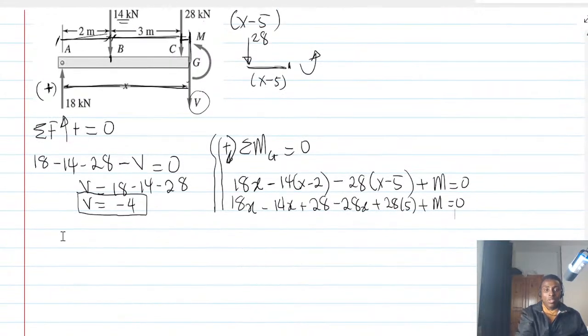In fact, if you do everything correct, you realize that M will end up as minus 24x plus 168. So minus 24x plus 168. All right. So please, okay, minus M. Yeah, thank you. It means you are following.